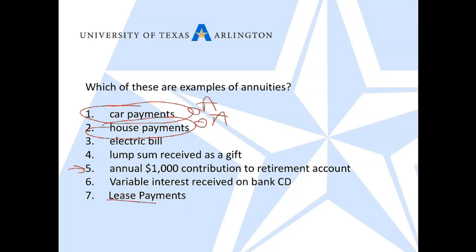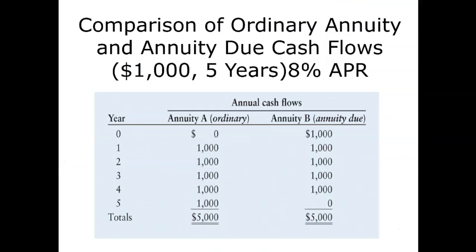Lease payments would be an example of an annuity due. Your electric bill, unless you have some kind of special setup, changes each month. So that's not an annuity, because to be an annuity, the payments all have to be the same. A lump sum, well, it's a lump sum. It's not an annuity. An annuity is a series of equal payments. And variable interest received on a bank CD, well, the word variable, it's, again, an annuity due or ordinary annuity. Both types of annuities, the payments have to be the same in each period, so it's not variable interest.